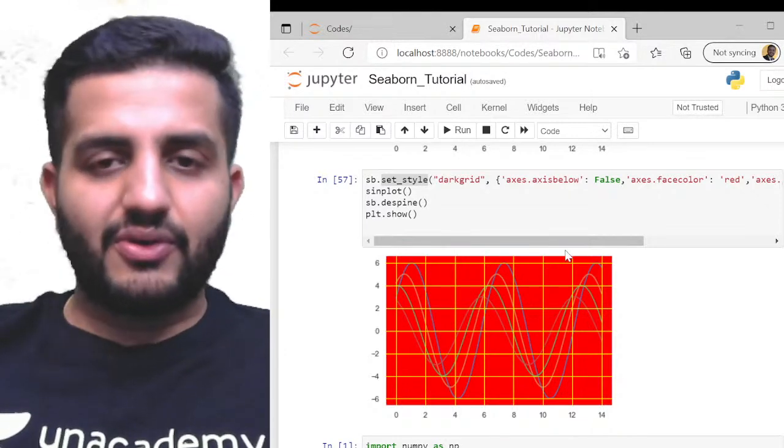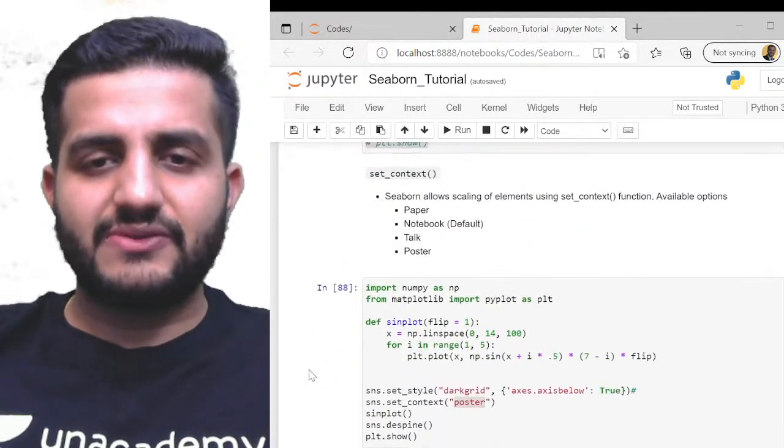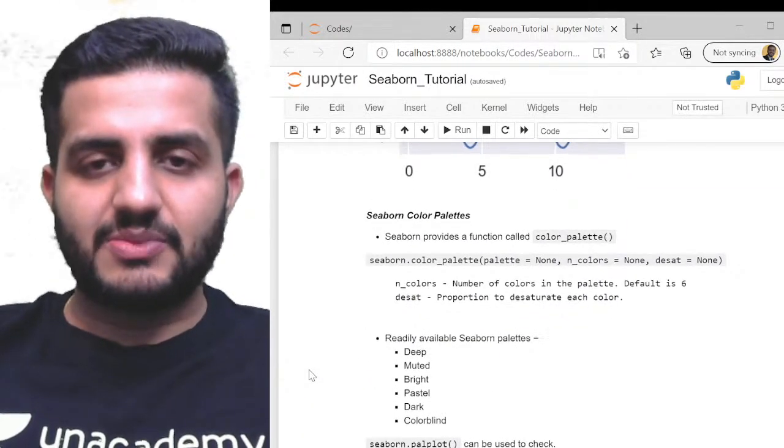You can change the theme of your lines and all that. So a lot of options available. Please feel free to play around. Any questions, do ask me.